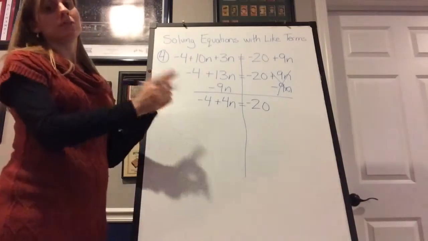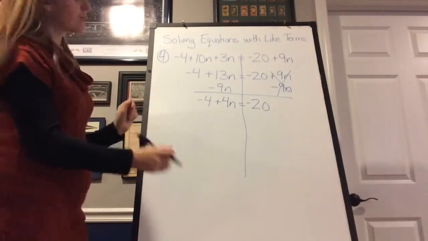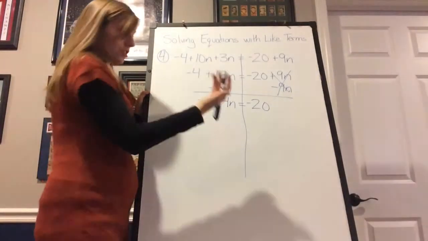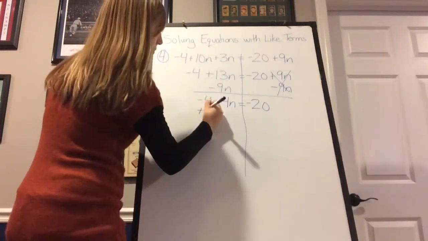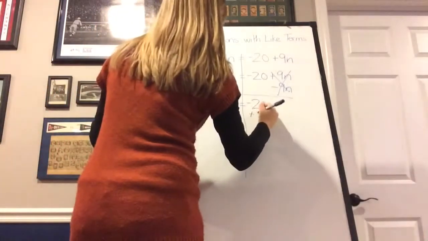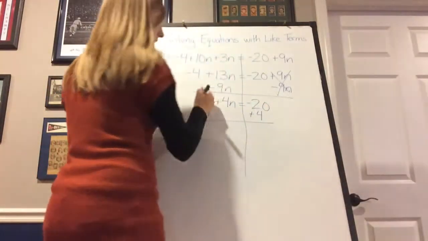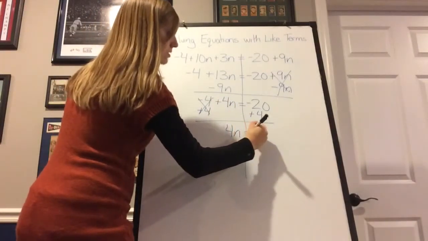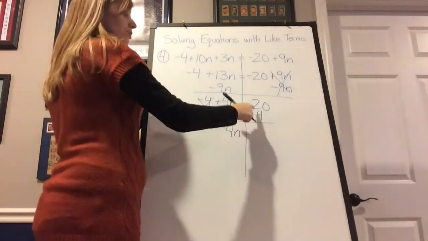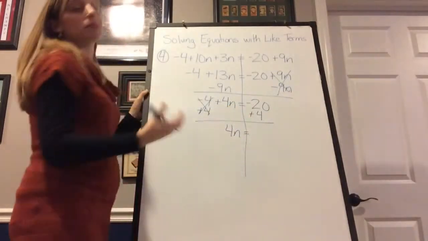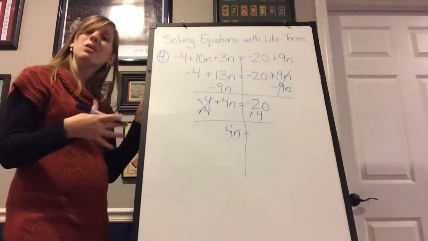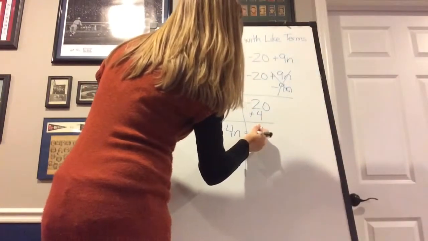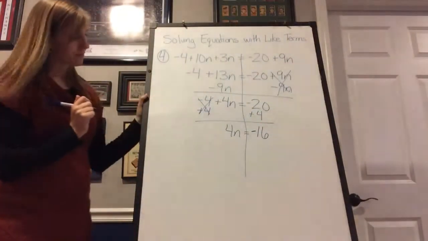I need my numbers to be together on the right side. So I need to cancel out this negative 4. To cancel out negative 4, just do the opposite. Positive 4 on both sides. So they cancel. I get 4n equals, the signs are different, negative 20, positive 4. So that means I will subtract. 20 minus 4 is 16. Keep the sign of the bigger number, negative 16.